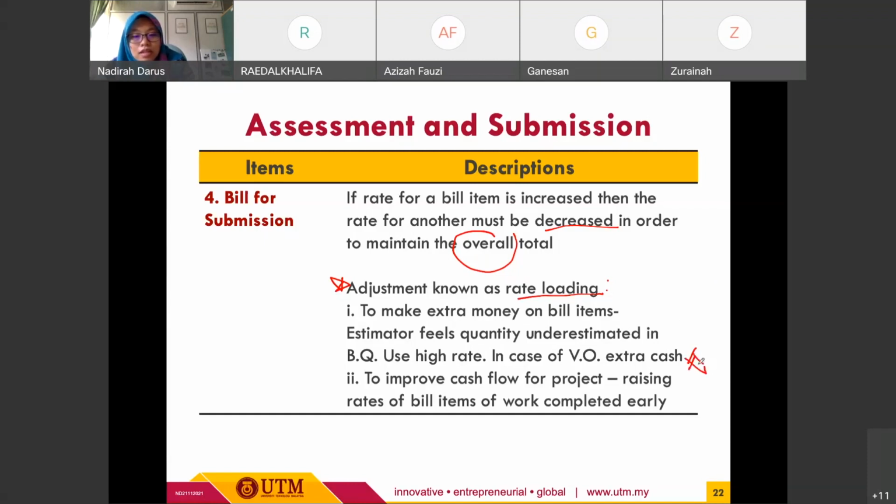All right, the other purpose is to improve cash flow for the project, by raising rates of bill items of work completed earlier. In terms of cash flow, if they are able to raise the rates of bill items of work completed earlier, they are able to have a good cash flow for the project. Okay, so I think that's all for the subtopic on risk and contingencies.